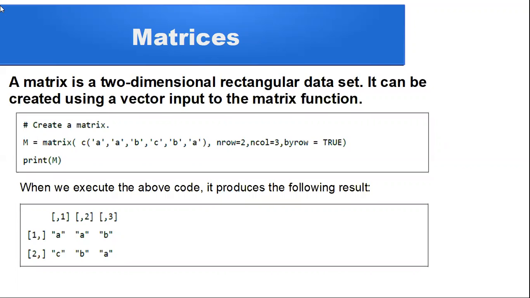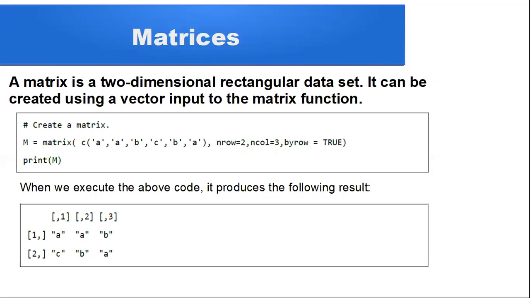In data science, the matrix in R is the most common two-dimensional data structure. In an R matrix, data is stored in rows and columns, and we can access the matrix element using both the row index and column index, like an Excel file. Basically, a matrix is a two-dimensional rectangular data set. It can be created using a vector input to the matrix function.